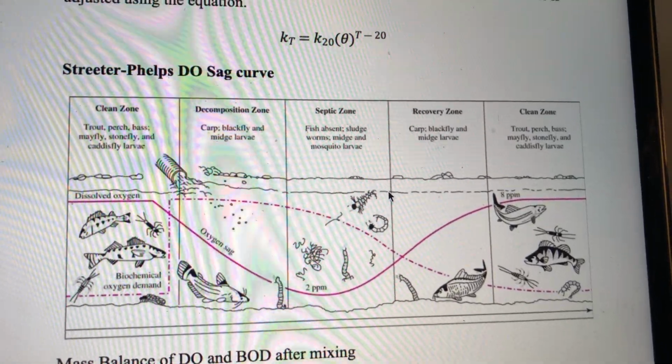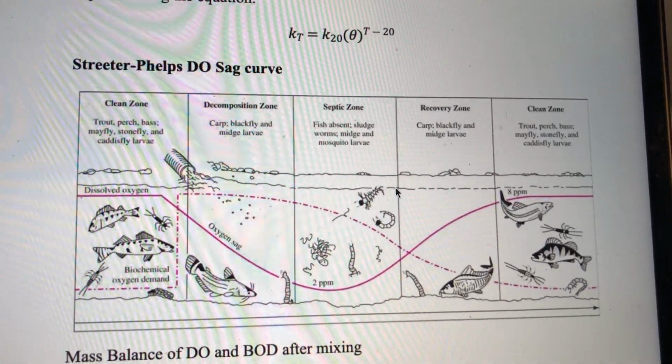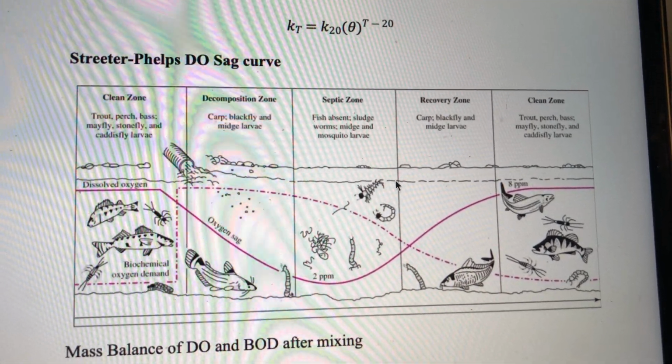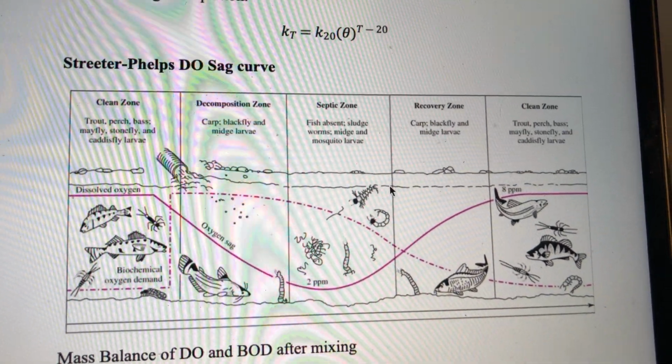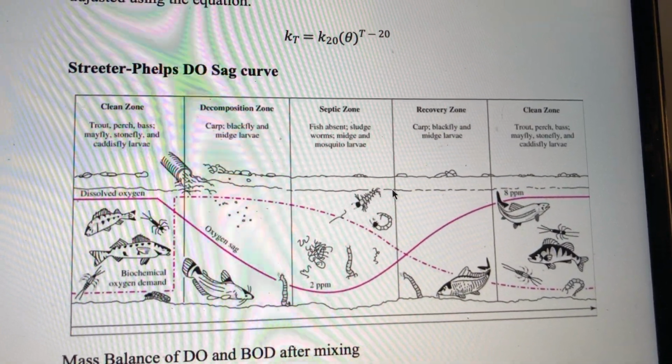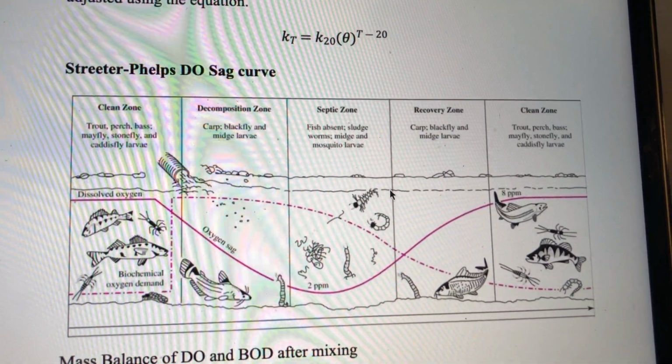This is my explanation of the DO sag curve. On the left, you can see this is where it starts in the clean zone, and in this zone it's full of life. There's a lot of fish, microorganisms, and it's full of oxygen.